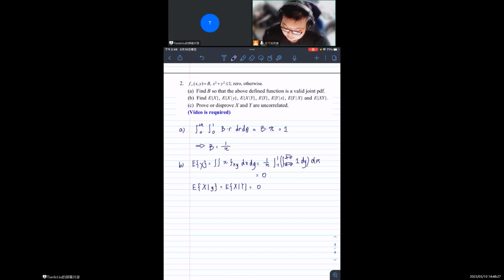And since we found the expected value of x equals 0, as a complete circle, if we rotate it to the y coordinate, we will find that the integral formula will be totally the same. So we get the same result for the expected value. So the expected value of y and anything related to y will also equal 0.